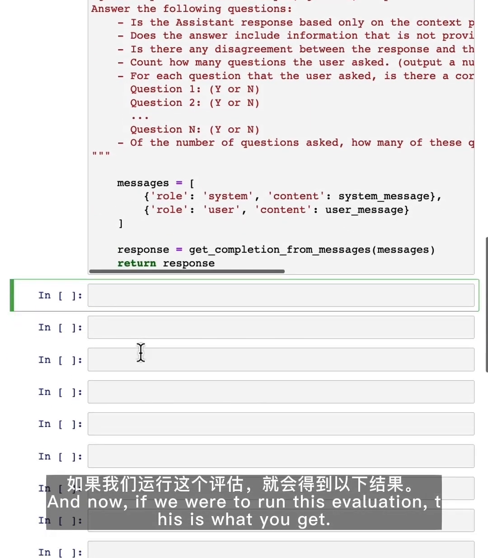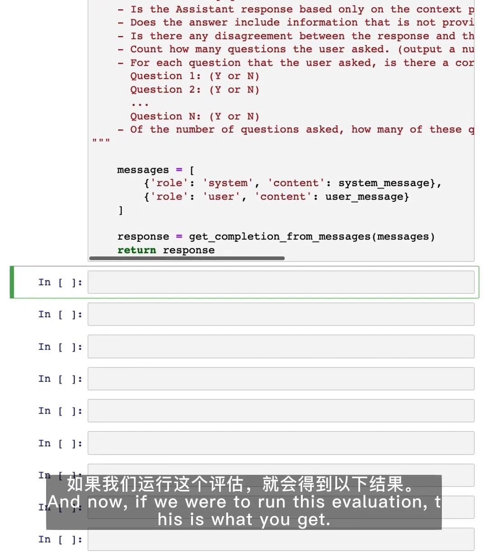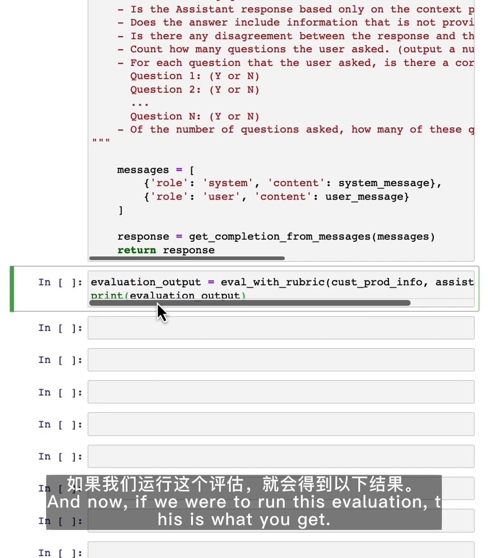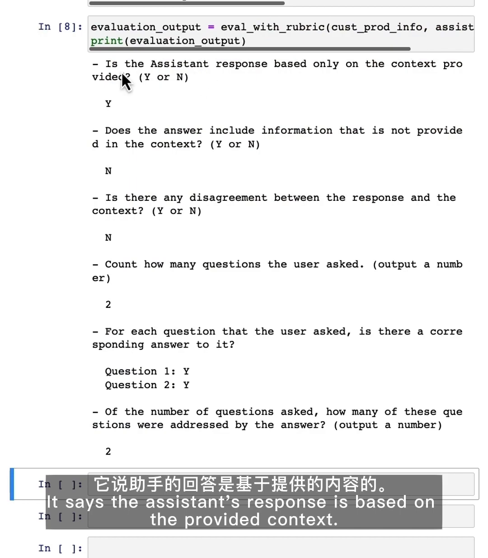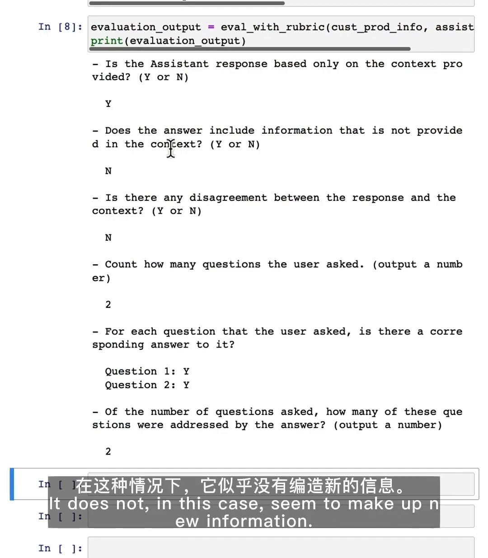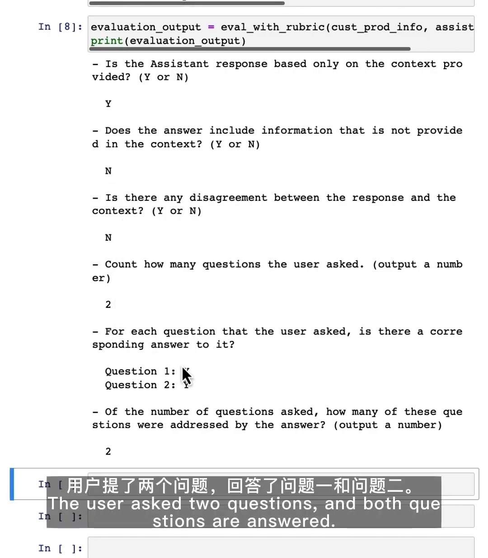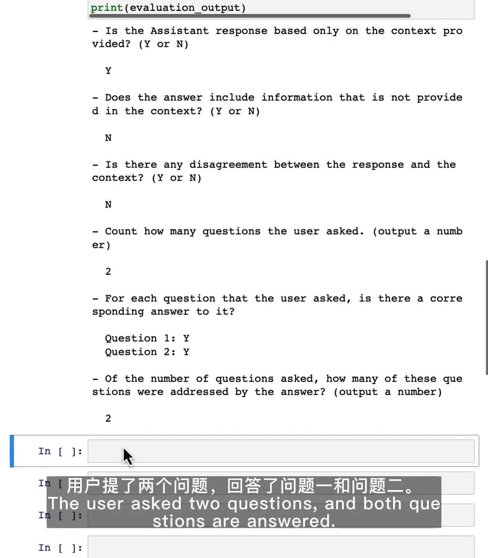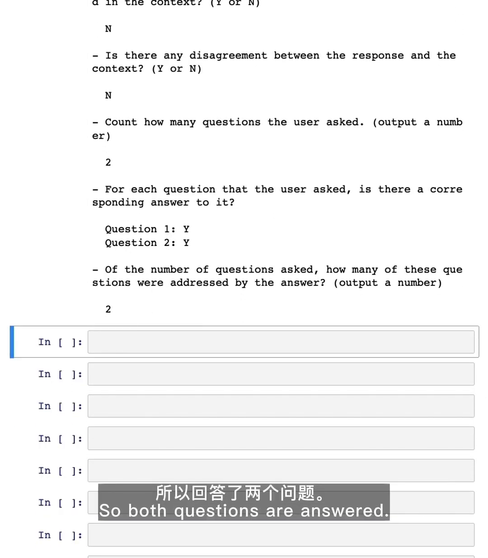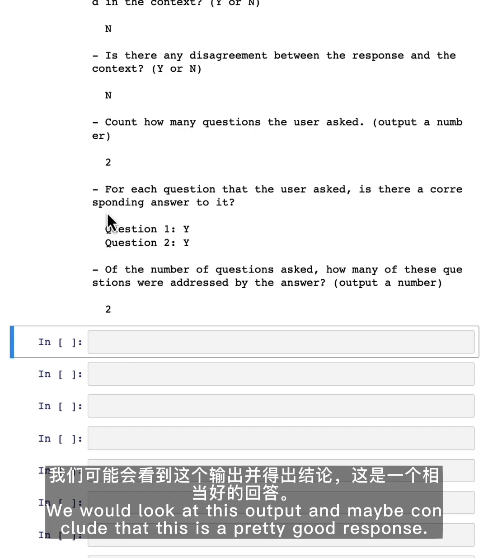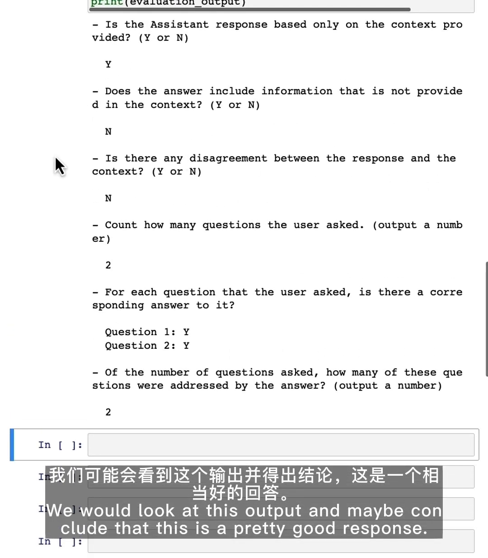And now, if we were to run this evaluation, this is what you get. It says the assistant response is based on the context provided. It does not, in this case, seem to make up new information. There aren't disagreements. The user asked two questions, answer question 1 and answer question 2. So it answered both questions. So we would look at this output and maybe conclude that this is a pretty good response.